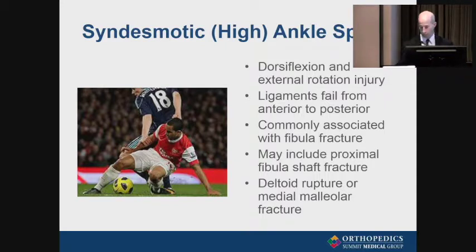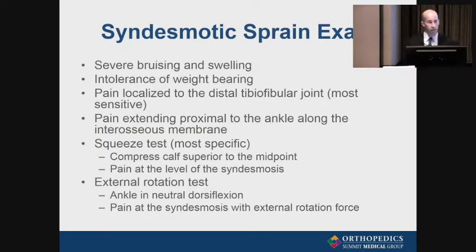Deltoid rupture, some form of medial injury, is also very common. So this tends to have more bruising, more swelling, a worse looking foot and ankle than a standard rotational ankle sprain. There should be a tenderness on the syndesmosis and even extending up the interosseous membrane into the mid-leg. The squeeze test is considered to be the most specific test for syndesmotic injury on exam. The squeeze test is done by picking a spot higher than midway up the tibia and squeezing the tibia and fibula together. If it reproduces pain at the syndesmosis or at the ankle joint line, that's suspicious for a syndesmotic injury. And an external rotation test should be able to reproduce pain at the syndesmosis as well.